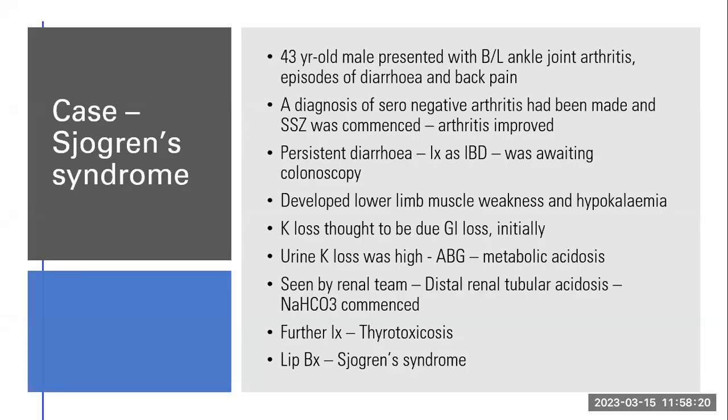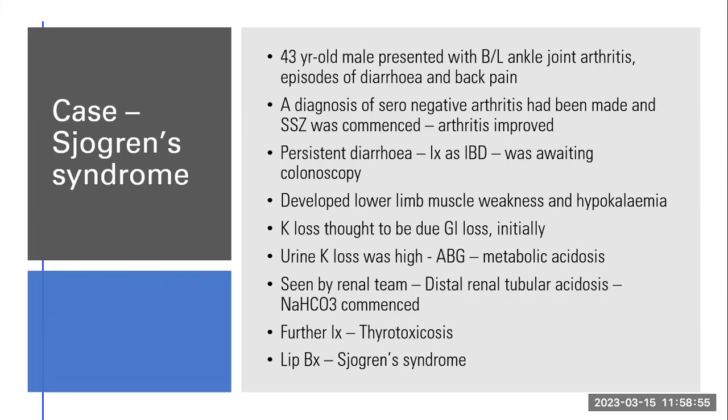So next case, this is a patient I managed during my SR period in Kandy, where a 43-year-old male presented with bilateral ankle joint arthritis, episodes of diarrhea, and lower back pain. The patient was given a diagnosis of seronegative arthritis and commenced on sulfasalazine, and the arthritis improved, but then the patient had persistent diarrhea. So we were investigating along the lines of IBD, inflammatory bowel disease. But then while he was in the ward, all of a sudden he started to notice lower limb weakness, and blood investigation showed hypokalemia.